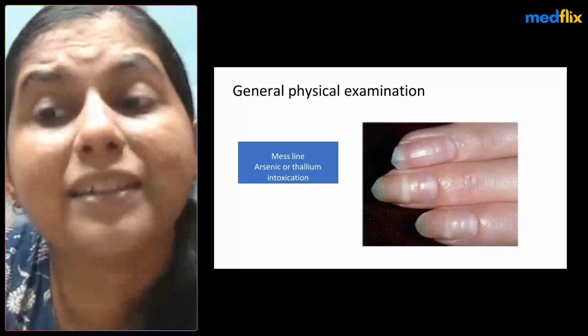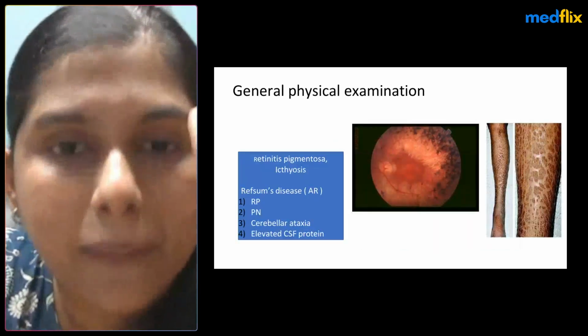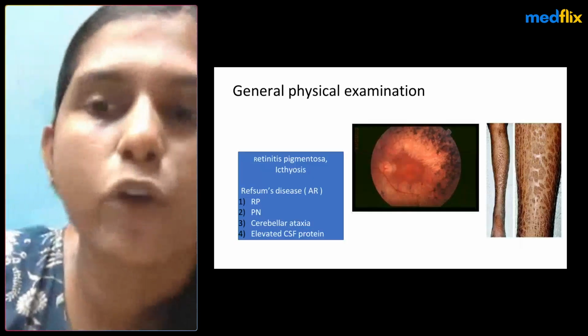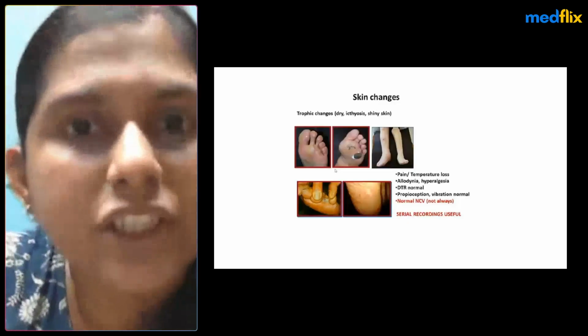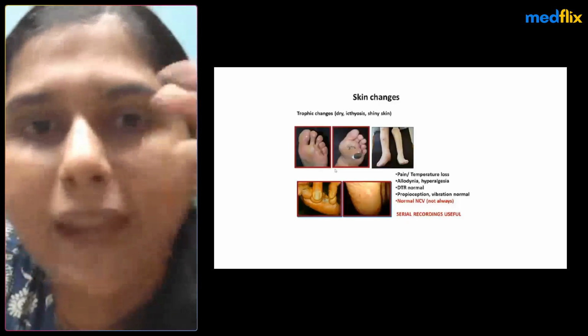Mees lines, which can be seen in arsenic or thallium intoxication, and retinitis pigmentosa and ichthyosis, which can be seen in Refsum's disease, which is also a relapsing form of metabolic inherited peripheral neuropathy. And then there can be trophic changes, especially seen in patients with small fiber neuropathy associated with pain, allodynia, etc.